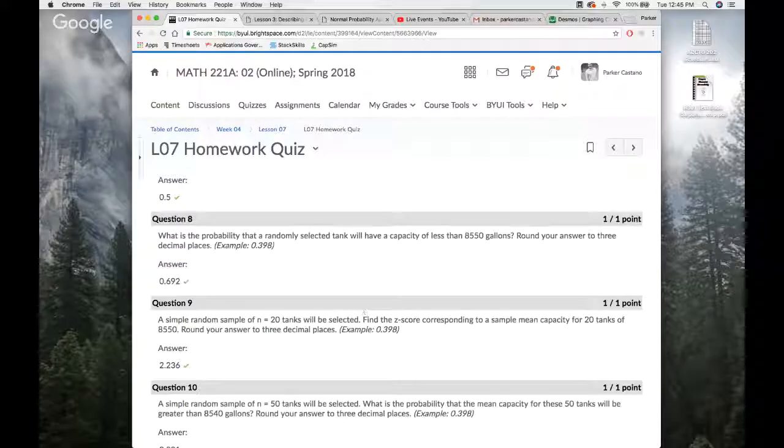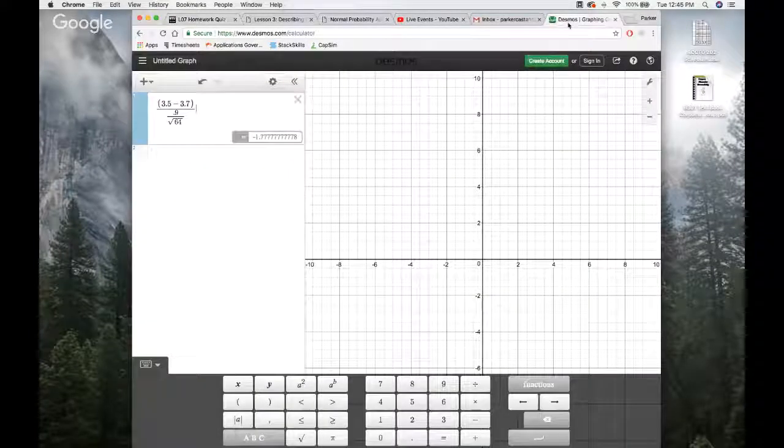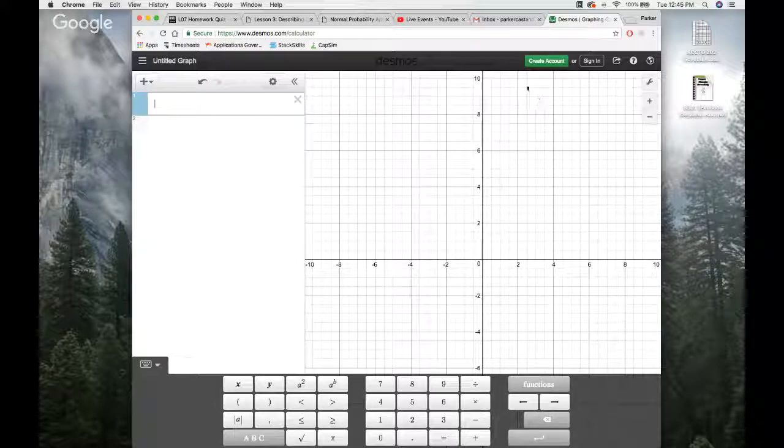No, this one just wants to know the z-score. So the z-score is what we find from doing that equation. Oh, okay. Yeah, so the applet gives us the probability, and the equation gives us the z-score.